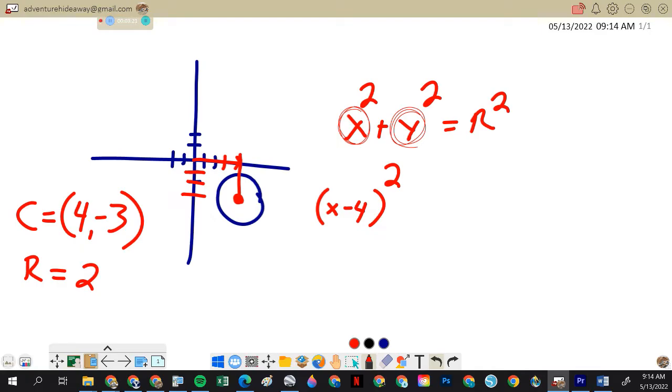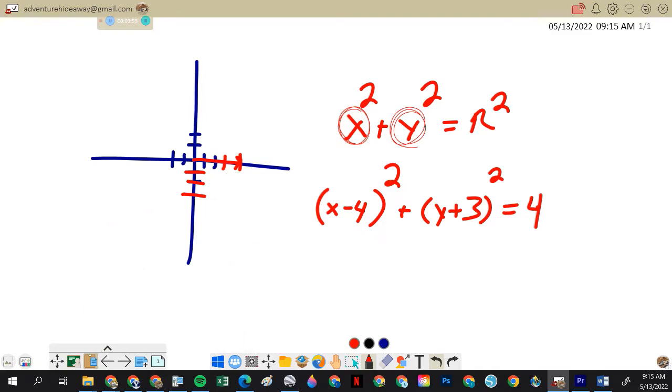So what would the y portion be? Y plus 3. We're moving down 3, so this would be y plus 3. And then what is that going to be equal to? Well, r is 2, so this would be a 4. So the equation of that circle, x minus 4 squared plus y plus 3 squared is equal to 4. Okay.